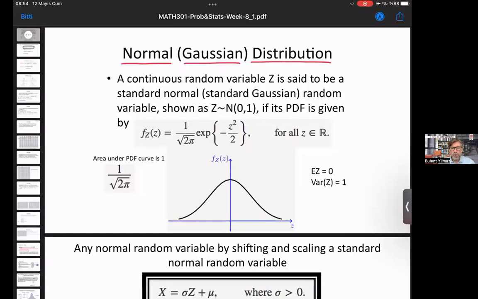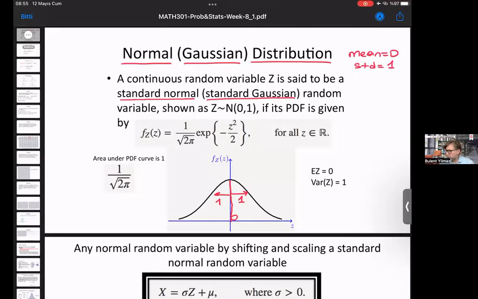We talked about normal distribution last week. If you remember, normal distribution has two types. One of them is called standard normal distribution or standard Gaussian distribution, whose mean is zero, and standard deviation and variance is 1. So the mean is 0, and the variance is 1. That's the standard normal distribution.